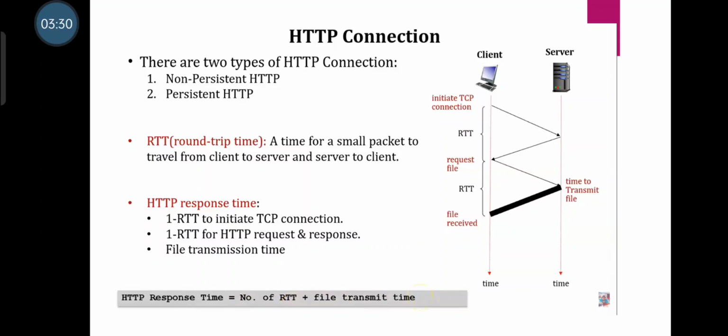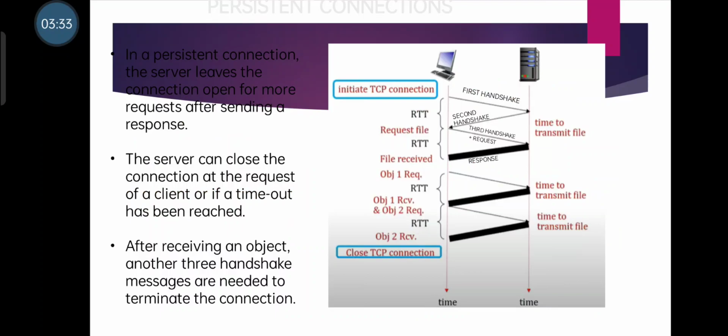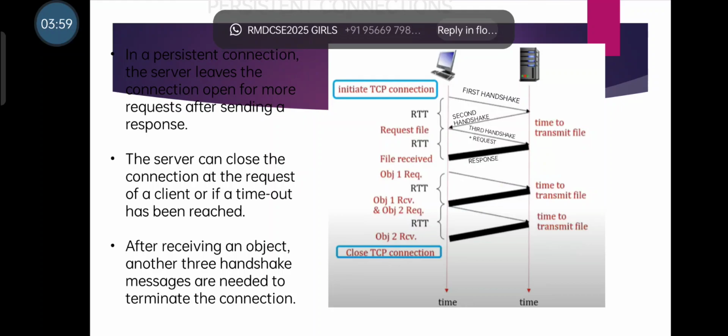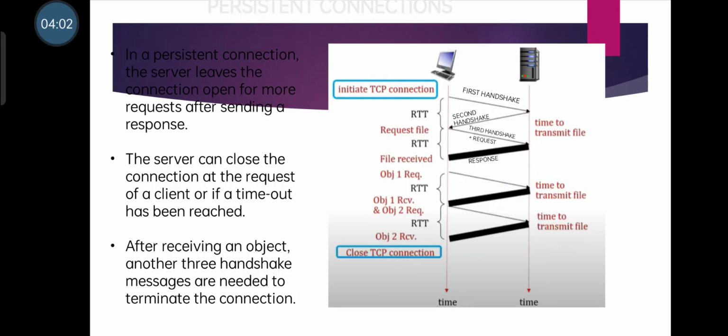That's why we move on to the persistent connection. The connection that we are using right now is the persistent connection. In a persistent connection, it will be open for some time, and within this time period we can retrieve as much data as we want. In a persistent connection, the server leaves the connection open for more requests after sending the response. The server can close the connection at the request of a client, or if the timeout has been reached. After receiving an object, another 3 handshake messages are required to terminate the connection.